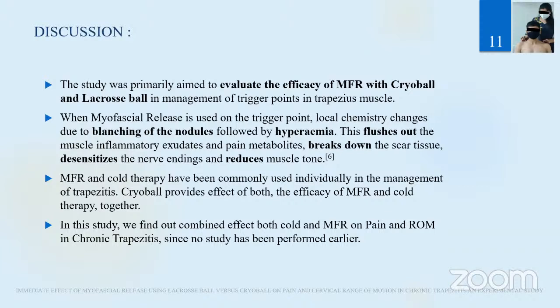When myofascial release is used on the trigger point, the local chemistry changes, which causes blanching of nodules followed by hyperemia. This flushes out the muscle inflammatory exudates and pain metabolites, which further breaks down the scar tissues, desensitizes the nerve ending and reduces the muscle tone.